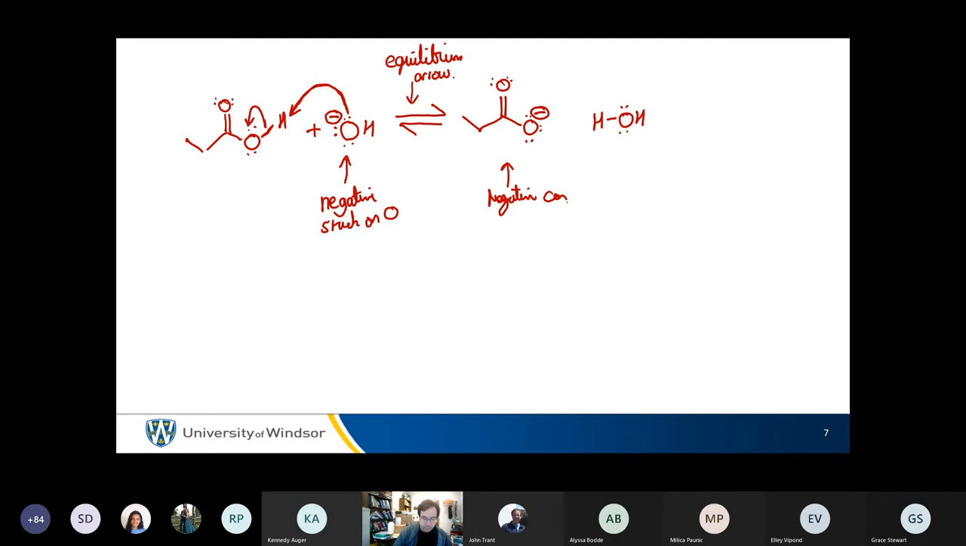Right, there's a resonance structure. It's on oxygen, they're both on oxygen. That's all the same. What's different is that we have a resonance structure where we can move the electrons.